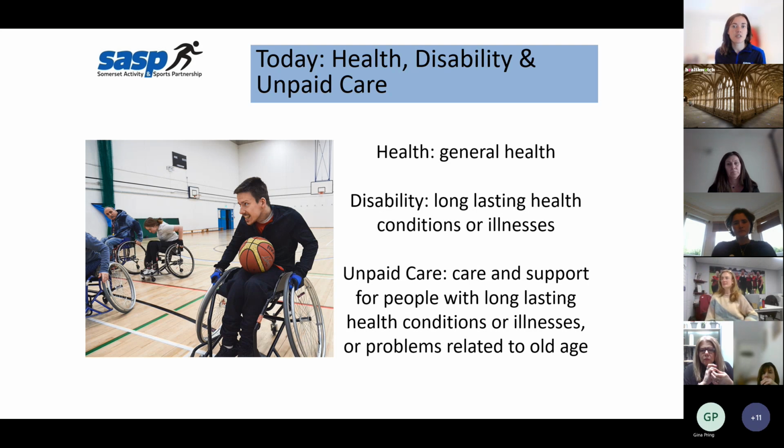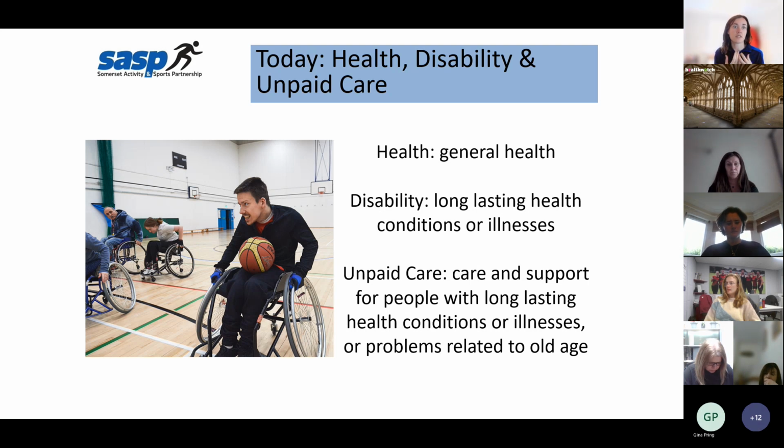So today what we're going to talk about is health, disability and unpaid care. The things that we're going to focus on that are in the census are health, so general health. The question that they ask in the census is, how good is your health in general? For disability, we're looking at long-lasting health conditions or illnesses. So they ask questions such as, do you have any physical or mental health conditions or illnesses lasting or expected to last 12 months or more? And do any of your conditions or illnesses reduce your ability to carry out day-to-day activities?